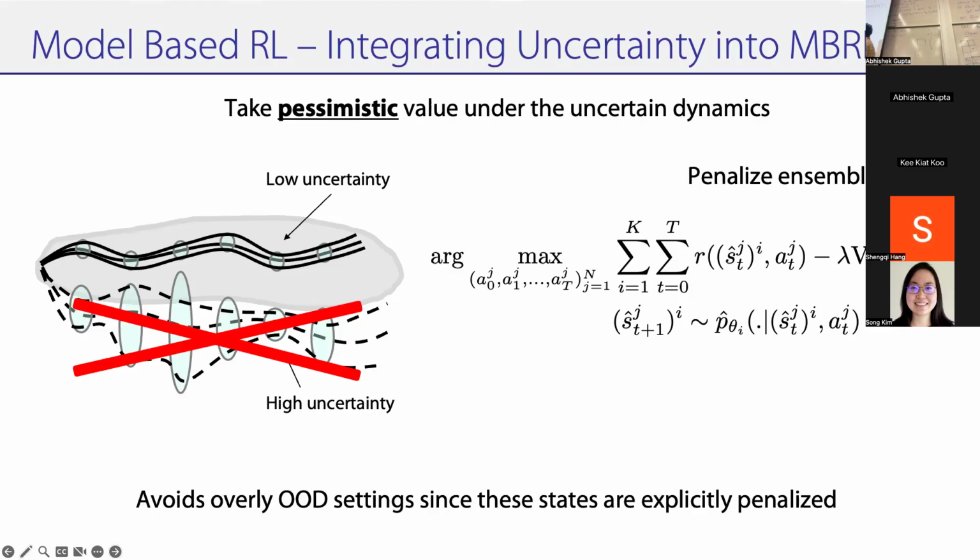Cool. All right. So the idea here is that if you're going OOD, measure your uncertainty, penalize that uncertainty, and then plan under your pessimistic cost function. And so you're never going to reward things that are hallucinating success but are highly uncertain.